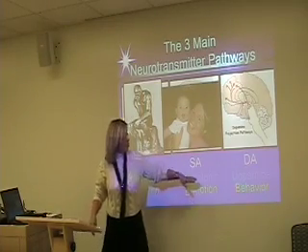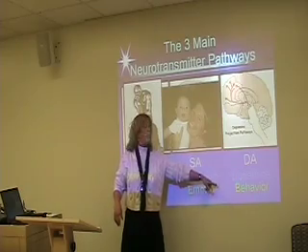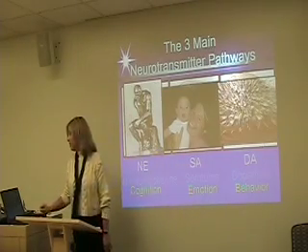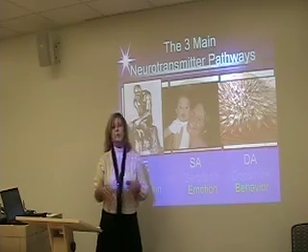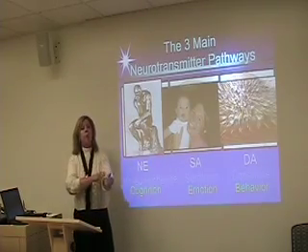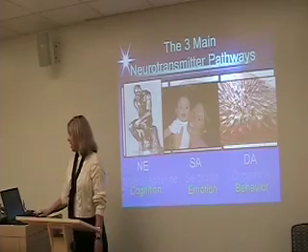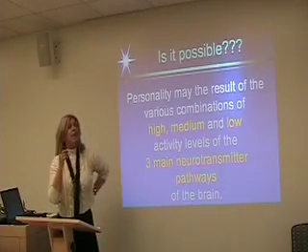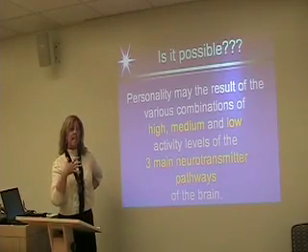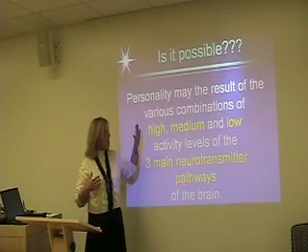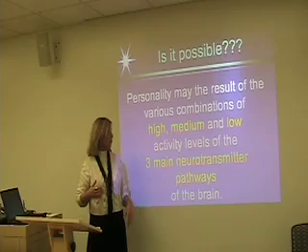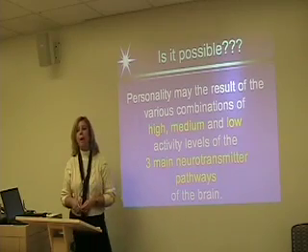And then lastly, dopamine seems to be correlated with behavior or behavioral activation. So it is a body energy, and also it deals with rewards and activation and making people want to achieve and go after a goal. Now, the question here is, is it possible that personality may be the result of the various combinations of high, medium, and low activity levels of the 3 main neurotransmitter pathways?